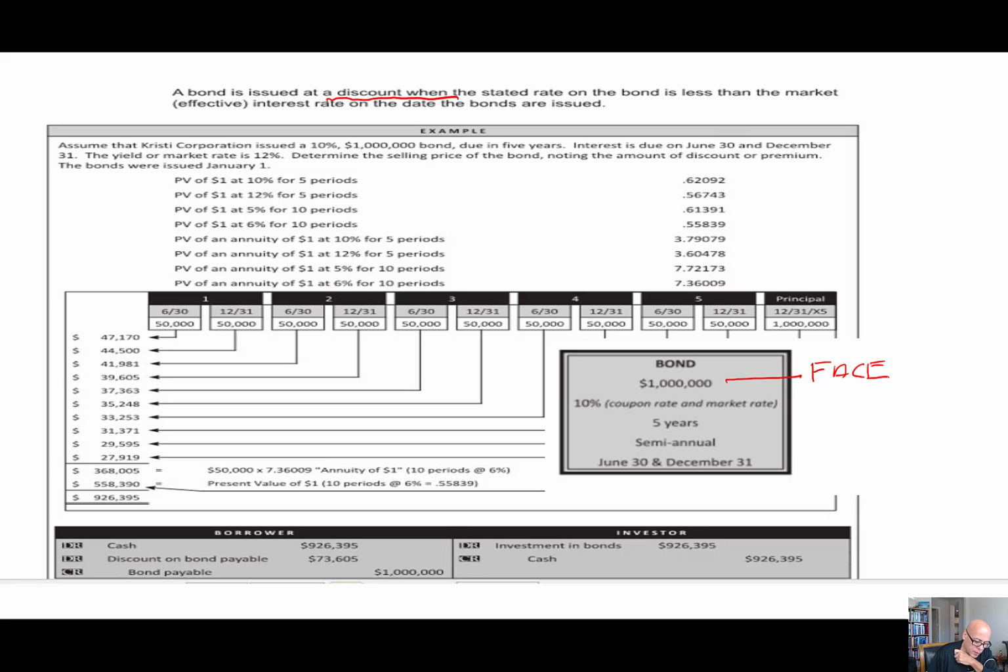Okay, the coupon rate is 10%. Don't worry about the market rate here yet. The coupon rate is 10%. The term of the bond is 5 years. Semi-annual means we have 2 interest payments per year, and those 2 interest payments are June 30th and December 31st.